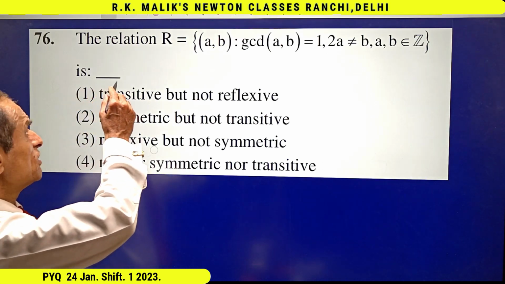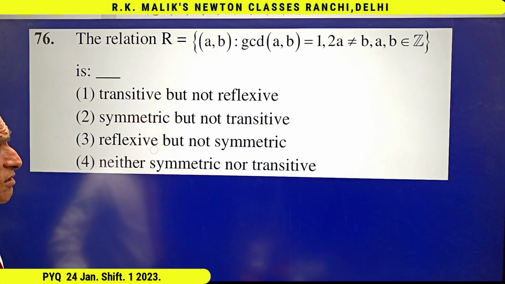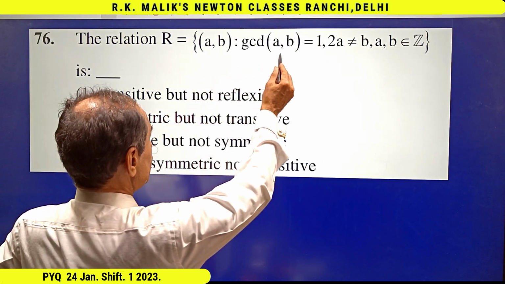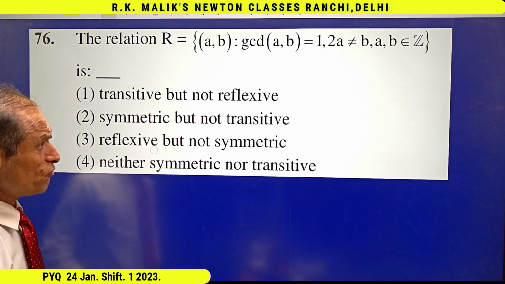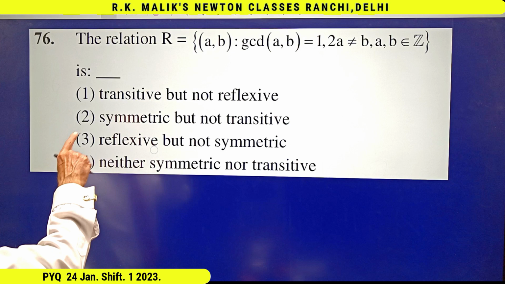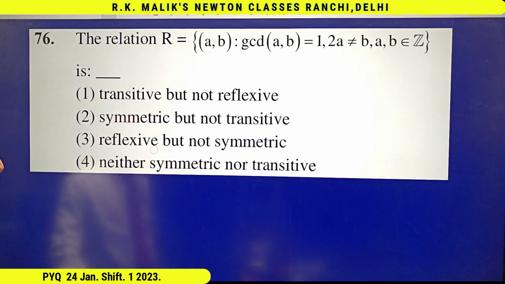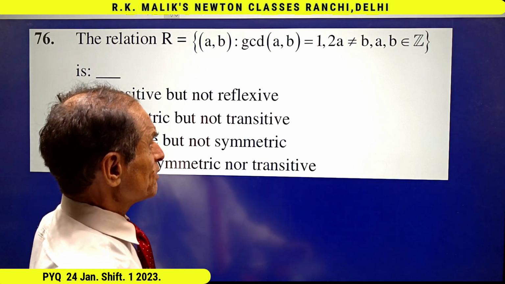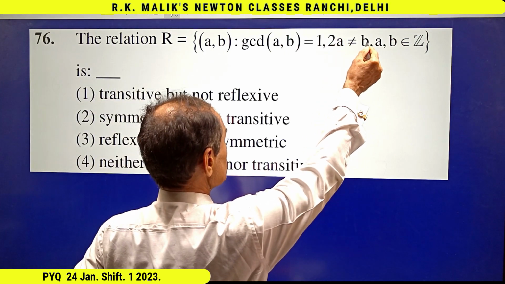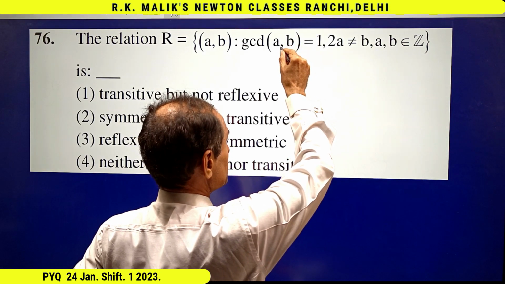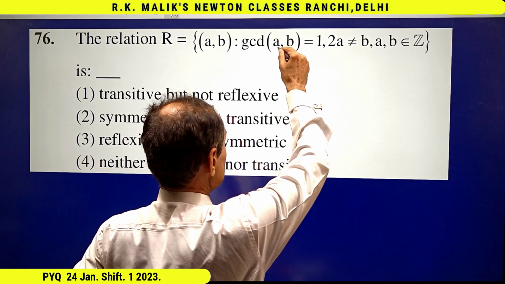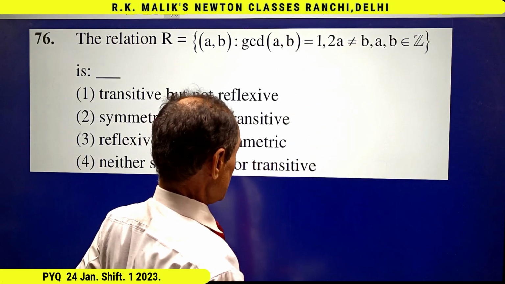Now it seems that relation R is symmetric. Why does it seem so? Because if GCD of A and B is 1, then GCD of B and A will also be 1. Hence, it seems that if (A, B) belongs to R, then (B, A) will also belong to R. But I told you that this is of no importance so long as none of them is 1 or minus 1. But if at least one of them is, then this will become important.